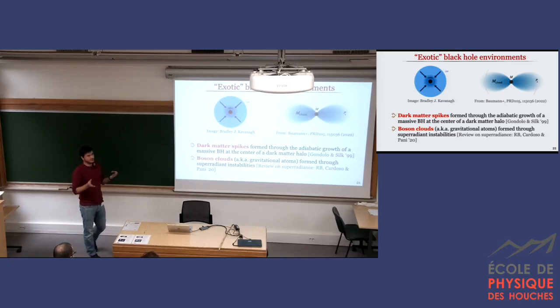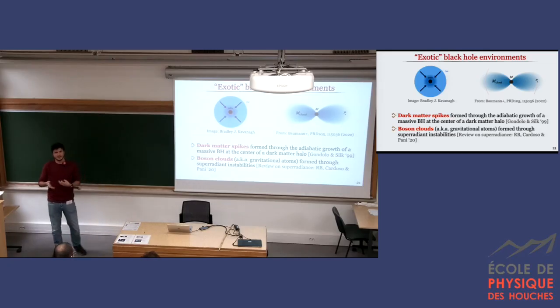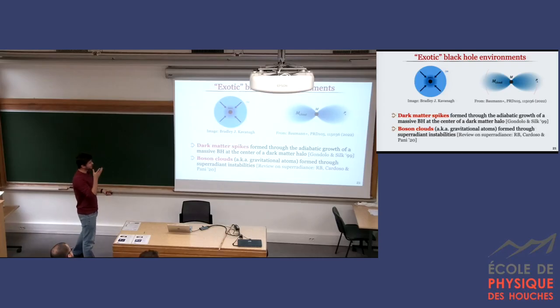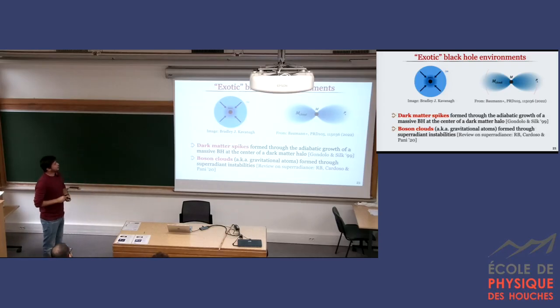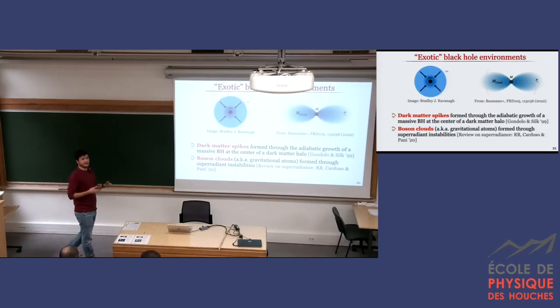The structure is quite interesting. It looks basically like an atom. That's why it's sometimes called a gravitational atom. If you're interested in this subject, we have a review on it, and I invite you to read about it. But the main point I want to make is that there are proposals of ways to form dense environments of dark matter candidates around black holes.